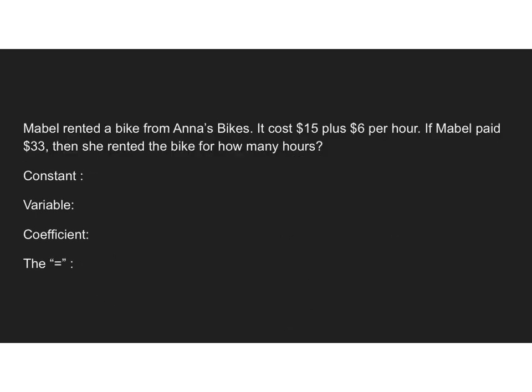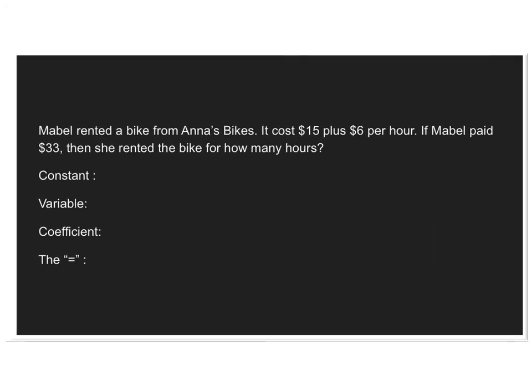All right, here's another one. Mabel rented a bike from Anna's Bikes. It costs $15 plus $6 per hour. If Mabel paid $33, then she rented the bike for how many hours? So there's the question. She rented the bike for how many hours? So that is your variable, number of hours.